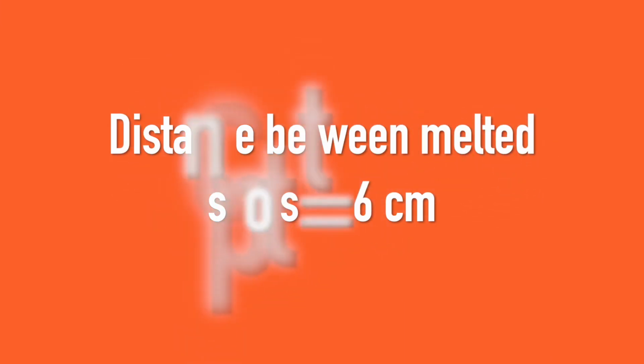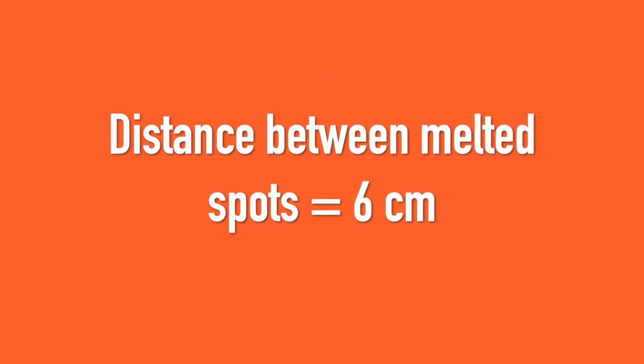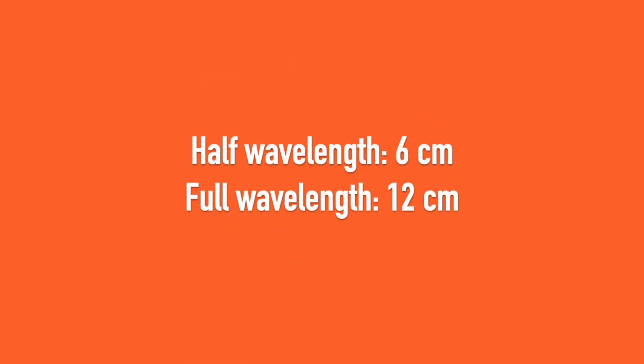And in our experiment, we measured the distance between the melted spots to be about 6 centimeters. This is half a wavelength, so the full wavelength is just that multiplied by 2. Full wavelength is 12 centimeters. So we have the wavelength down.